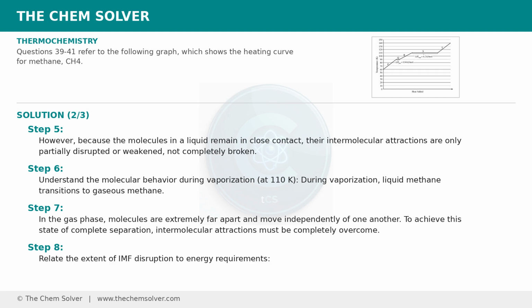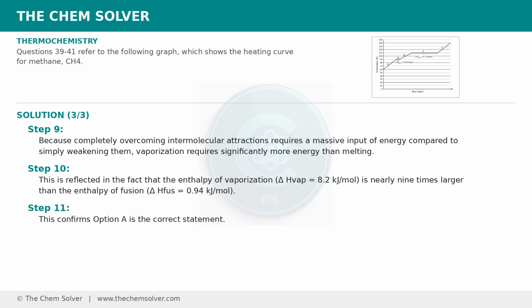Relate the extent of IMF disruption to energy requirements. Because completely overcoming intermolecular attractions requires a massive input of energy compared to simply weakening them, vaporization requires significantly more energy than melting. This is reflected in the fact that the enthalpy of vaporization, delta HVAP, equals 8.2 kilojoules per mole, is nearly 9 times larger than the enthalpy of fusion, delta HFUS, equals 0.94 kilojoules per mole. This confirms option A is the correct statement.